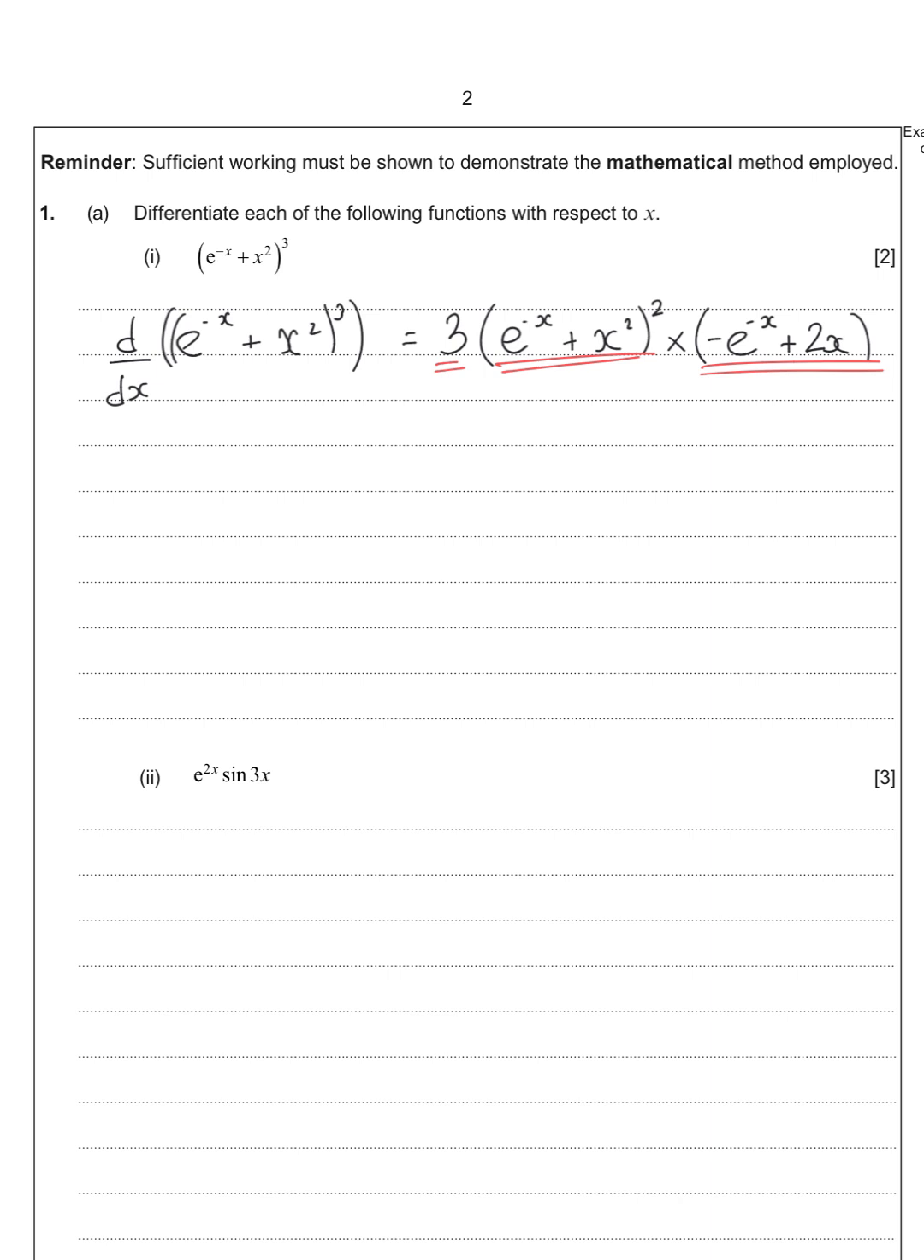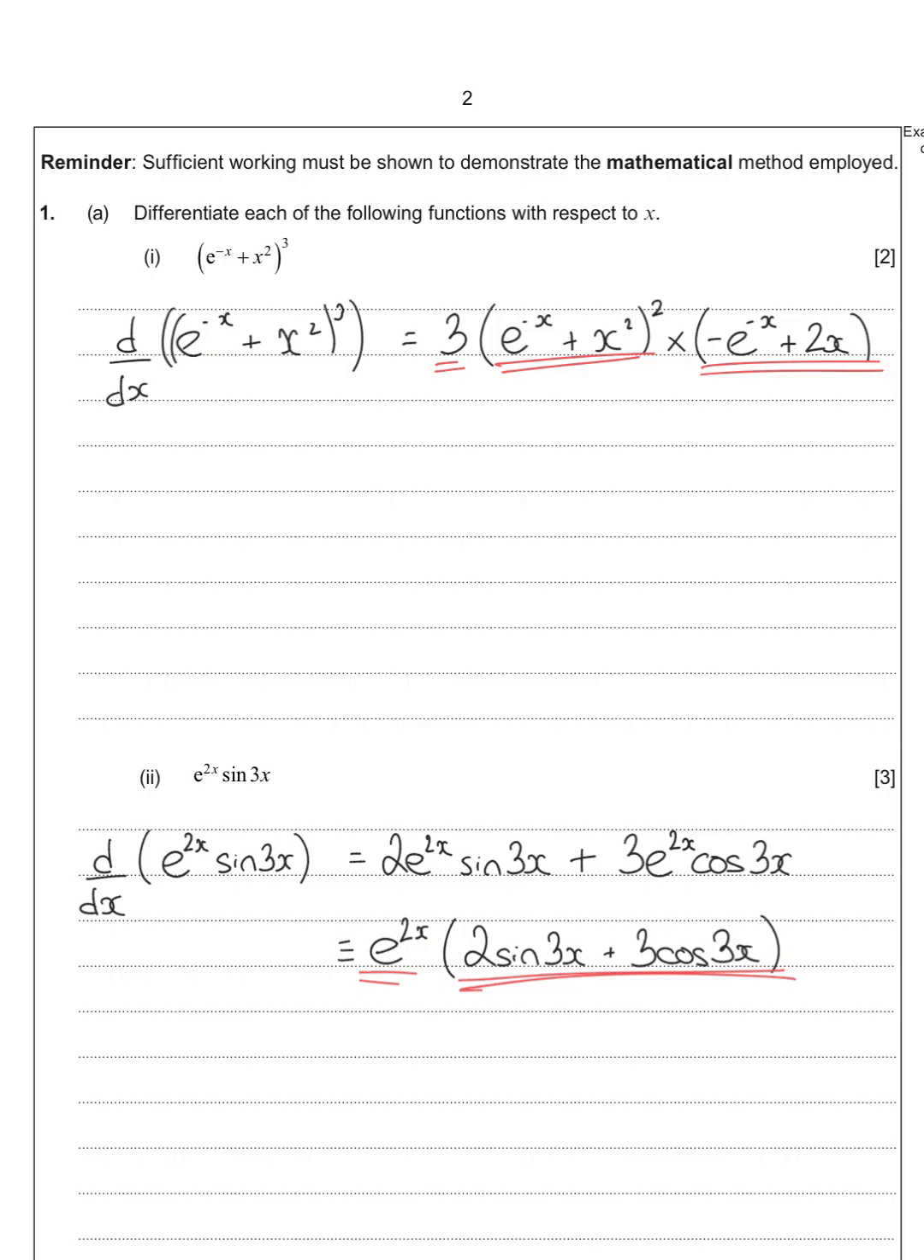Now, even though it doesn't ask me to, I was brought up to always simplify where I could. Both of these have a factor of e to the 2x, so I have e to the 2x times (2 sine 3x plus 3 cos 3x). Okay, and remember, we're doing differentiation here, so no need for any constants of integration. Lots of people put them on, but we don't want to see those here.